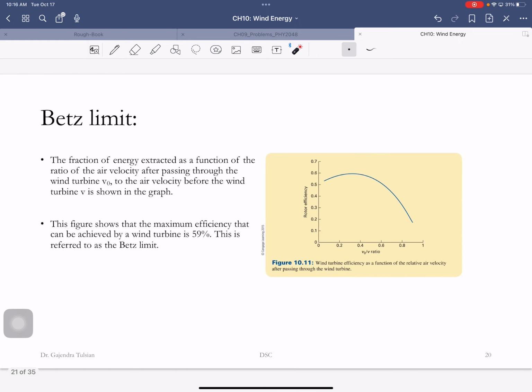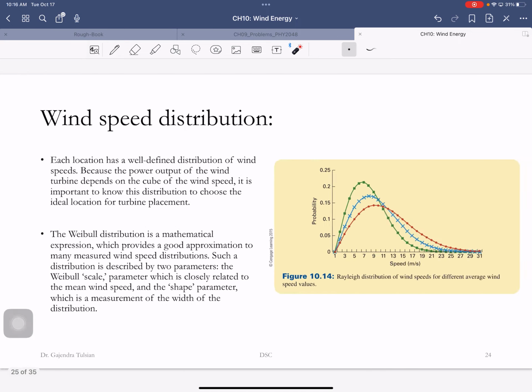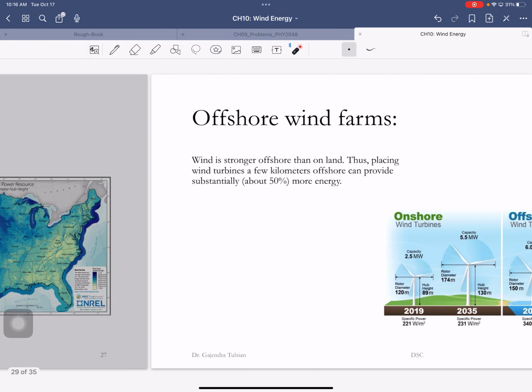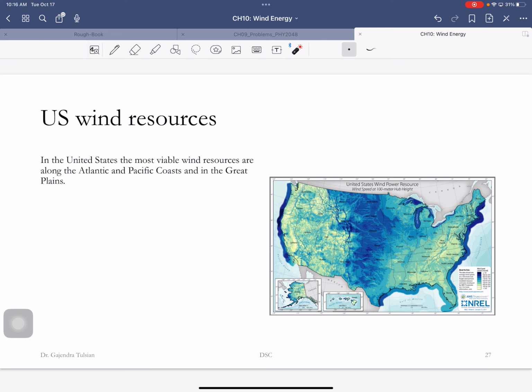So here in the US, all this information is very important and very useful, and that's why they've measured these wind speeds. The central parts of the US are great locations for windmills, wind farms, and offshore wind farms. These are the best resources, locations to put windmills in the US.